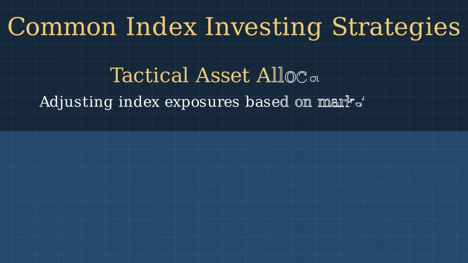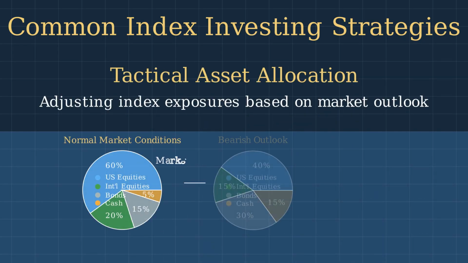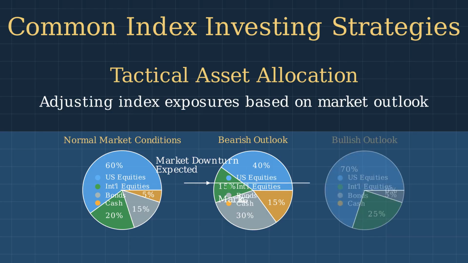Tactical asset allocation involves making short to medium-term adjustments to your portfolio's asset mix based on market outlook. Unlike static index portfolios, this strategy shifts allocations between different index funds representing various asset classes. When bearish conditions are expected, exposure to defensive assets increases. During bullish outlooks, allocations shift toward growth-oriented indices.